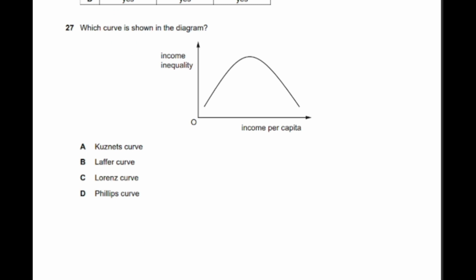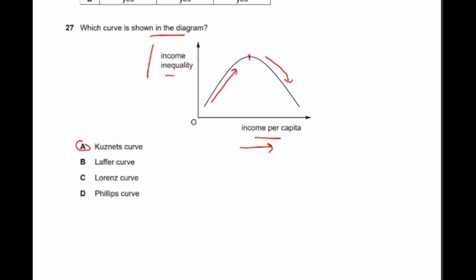Which curve is shown in the figure? So we have income inequality here and income per capita here, and this is an inverted U-shaped curve. This curve is known as the Kuznets curve, and it represents that as income increases, income inequalities also increase. Initially they reach the maximum point, and after that income inequalities decrease.